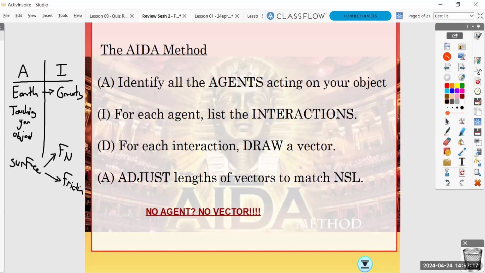So if you get a very complicated scenario, you can fall back on, okay, what the heck is going on here? And the nice thing about this model is if you write out this little table of agents and interactions, the interactions list is going to give you a list of all the vectors you need on your diagram. So if there's 5 things on your interactions list, you're going to write 5 vectors, and then you know you're done with that.